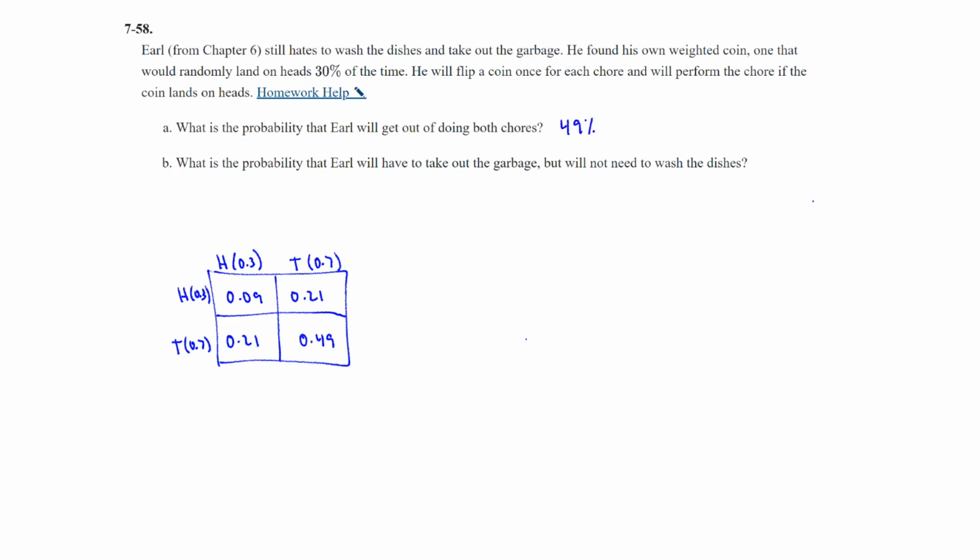On the next probability, it wants to know what is the probability that Earl will have to take out the garbage, but will need to wash the dishes. So you can look at it, it doesn't matter necessarily the order here as to how it happens, but he would have to flip either a heads and then a tails, which would put you at 21%, or a tails and then a heads this way, which is still 21%. So either way it happens, whether it's having to do the garbage, not the dishes, or the dishes and not the garbage, either one's going to be 21%.